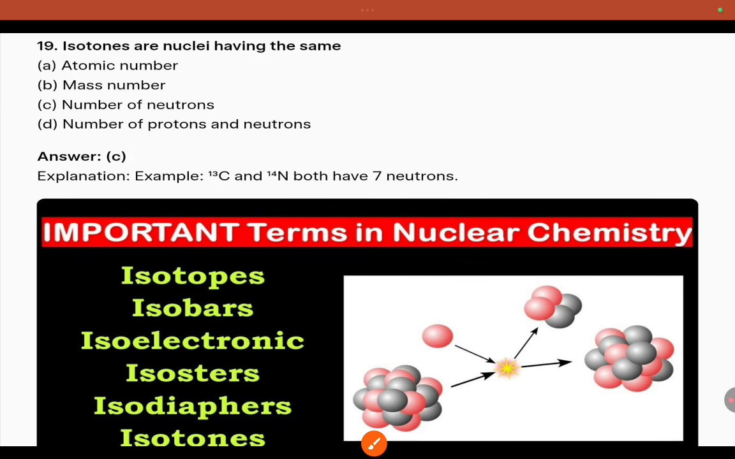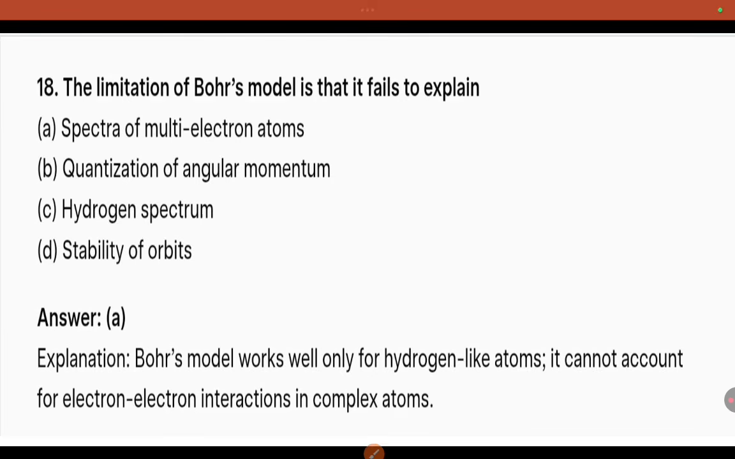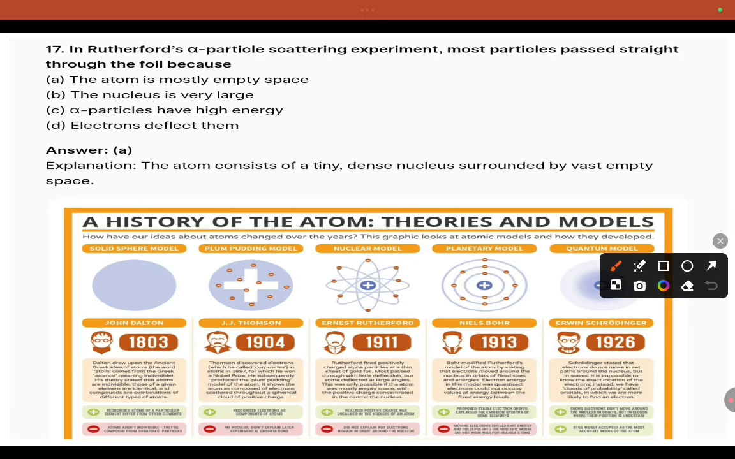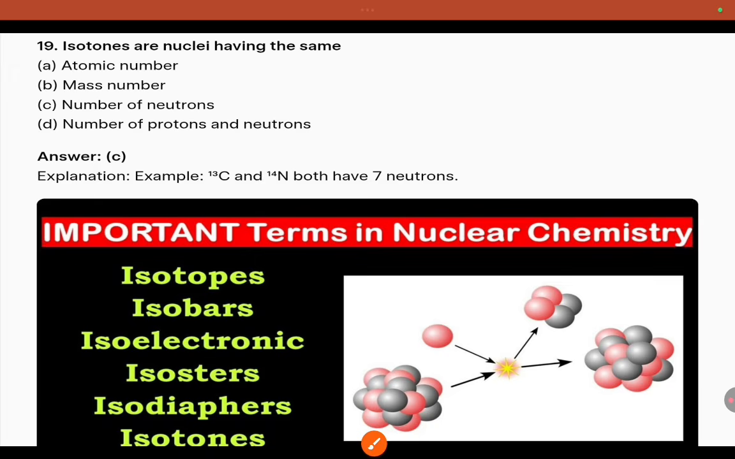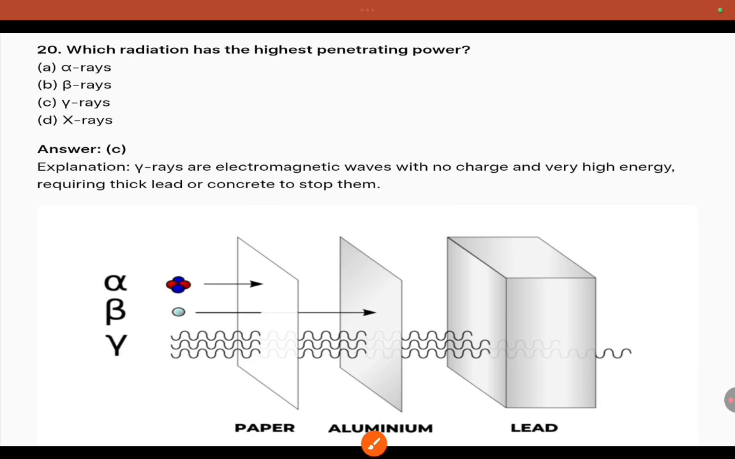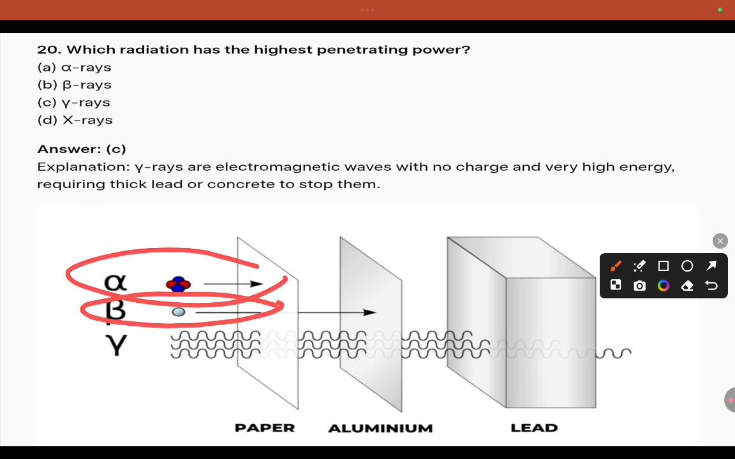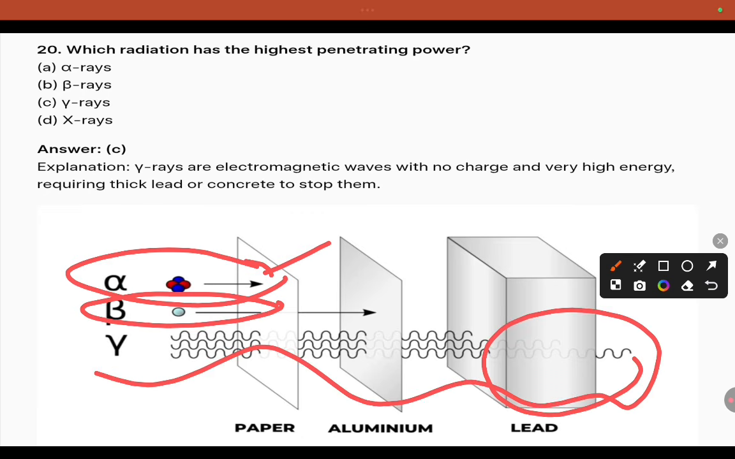19th one, isotopes are nuclei having the same number of neutrons. Coming to 20, which radiation has the highest penetrating power? This is about penetration power. Even alpha particles will be stopped by paper, but gamma rays can move through lead also. So the highest penetration power is for gamma.